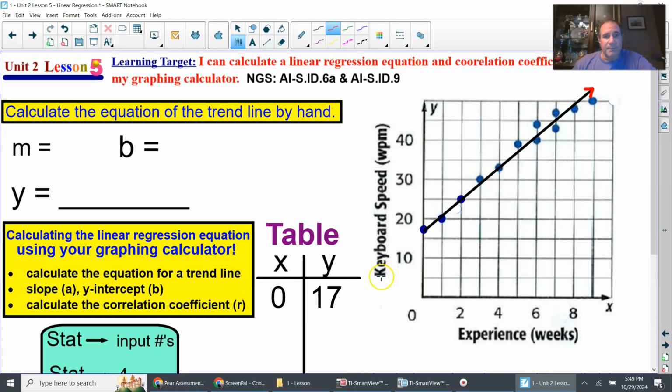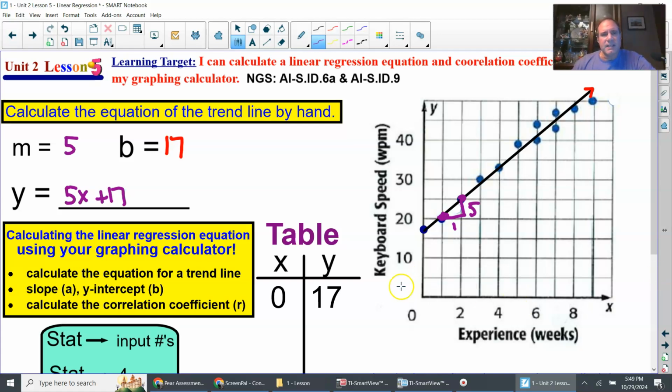So now you could basically say, okay, 0, 17, I know that the y-intercept is 17, or close to it. The slope, I'm going to pick this point right here and this point right here and just go with it. This is a 1, this is a 5, so my slope is rise over run is 5. So the y equals mx plus b is y equals 5x plus 17. But that's by hand. And by hand, you know, there's room for error.